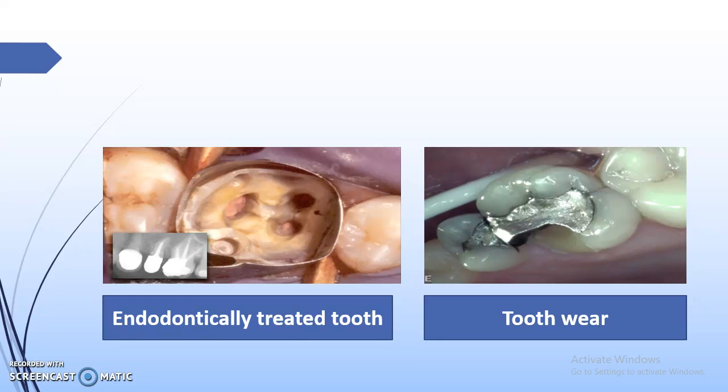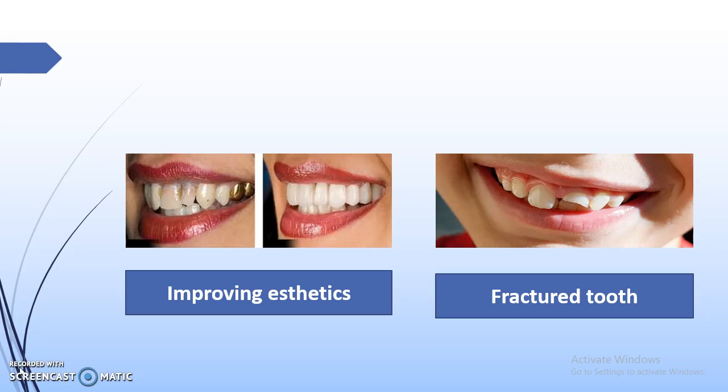And at last, tooth wear. If there is a lot of tooth wearing in the tooth, then you have to give it a crown to secure the structure. Most of the patients want to improve the aesthetics. For that, they want the tooth to be crowned so that it turns out to be more pleasing. Fractured tooth mostly occurs in young adults and children. They also require a crown as a replacement.